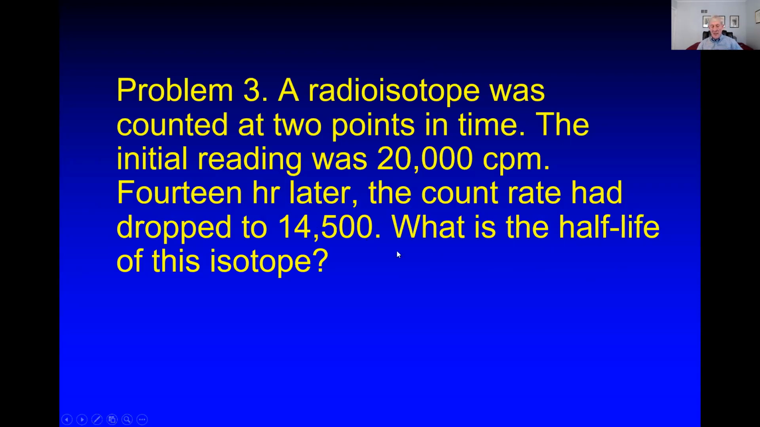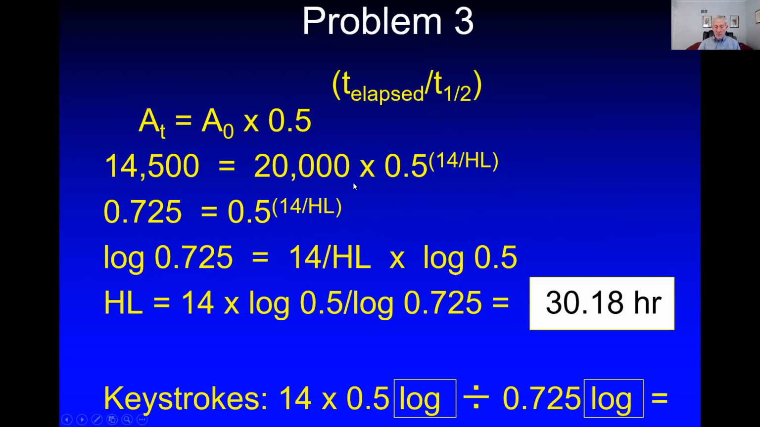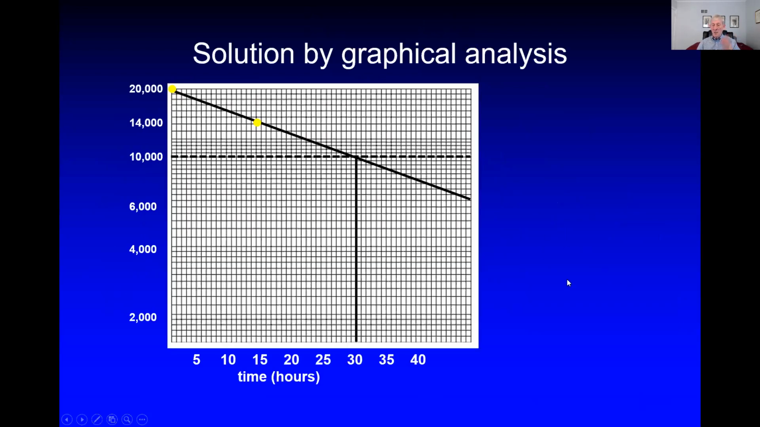So here's our linear guess. 14 hours is half of a half-life. 28 hours is a whole half-life. That's going to be our linear guess, 28. Now, I'm going to skip this because I don't think you're going to get this kind of problem on your exam, but let's take a look. You can see what the calculation came out to be, 30.2 hours. Our linear guess was pretty good, but let's take a look at the graphic solution here.